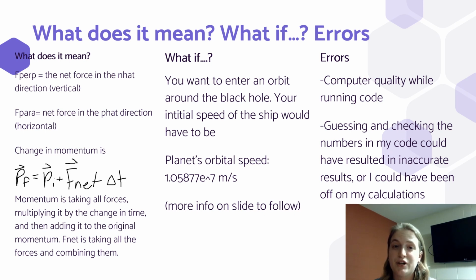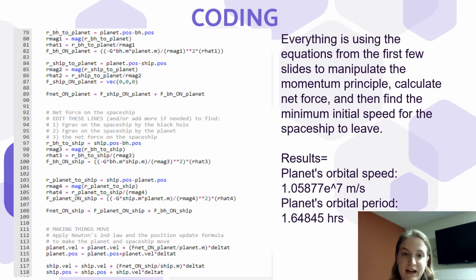And next we're going to look at what if we want to enter an orbit around the black hole. You can see the speed there, and the coding for that is right here. Basically everything from Newton's second law, all those equations, are going to be manipulated in this coding. And then we will find the minimum initial speed for the spaceship to leave in order for it not to hit the planet or go into the black hole, obviously. And those are the results in the bottom right.